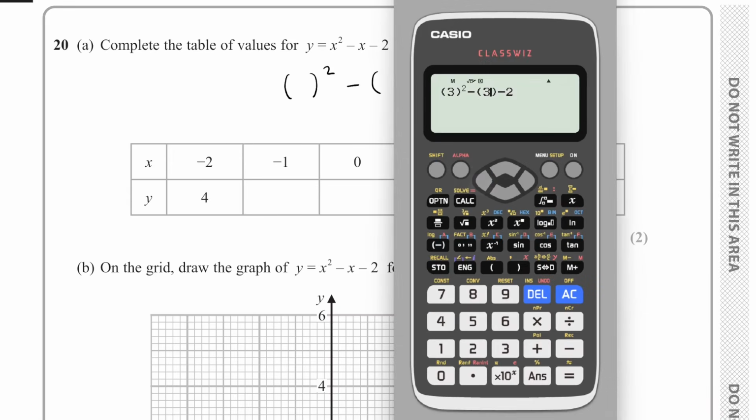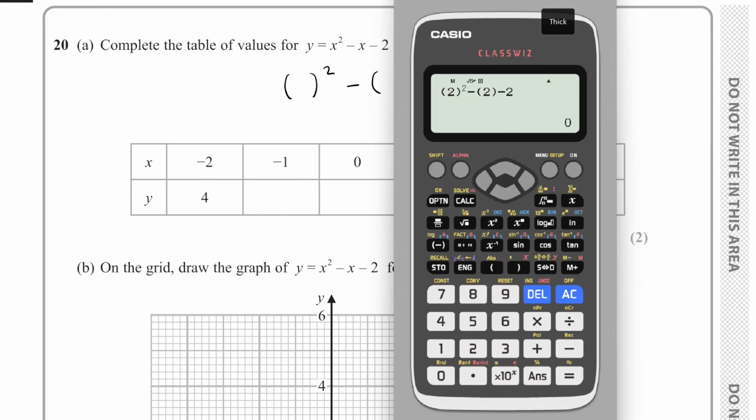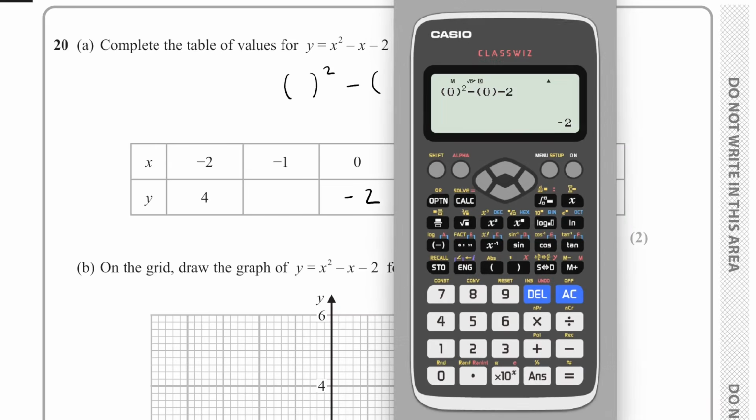The same for the 2. 2 squared minus 2 minus 2, that's 0. 0 squared minus 0 minus 2 will be negative 2. And we're going to get a symmetrical pattern here. So we should get a 0 out for negative 1. But I will type it in.